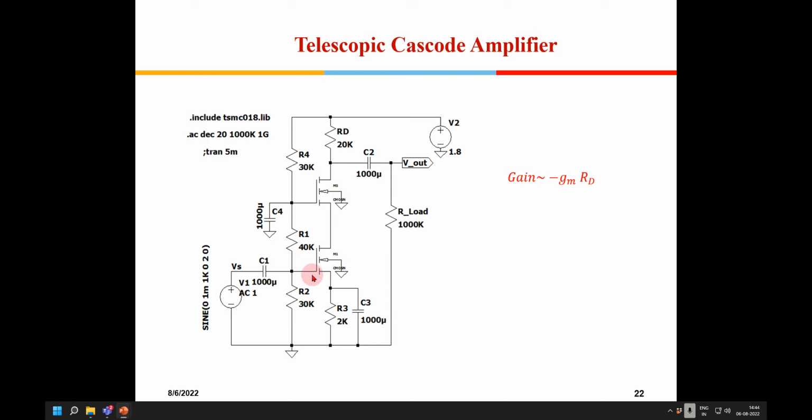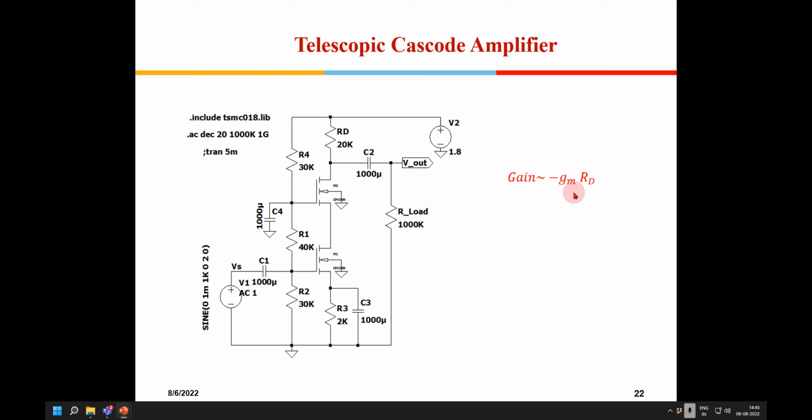So what happens when we apply a small signal out here? GM VGS current will start flowing through this transistor. That current will just flow through the top transistor and be available across RD. So the output will be GM VGS into RD. So the gain will be GM RD, which is the same as that of a common source amplifier.